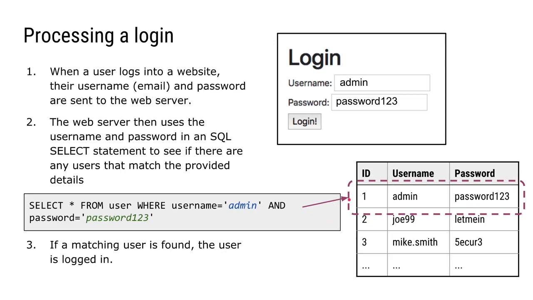And our web server will probably look at that and say, great, I've got a result, which means there must be a record where the username and password match, which means that I can trust this person to use the website, so I will log them in.